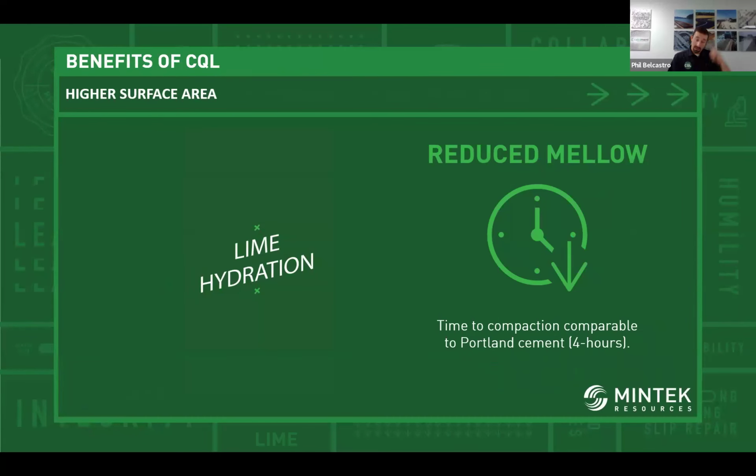So looking now to the benefits. That's kind of how we did it. We made it finer. We worked with our engineers to get the right sizing for us. But to the benefits, the first one is the higher surface area we talked about, that's going to help us out. This is one of the big ones that I'm very happy about, which is reduced mellow.